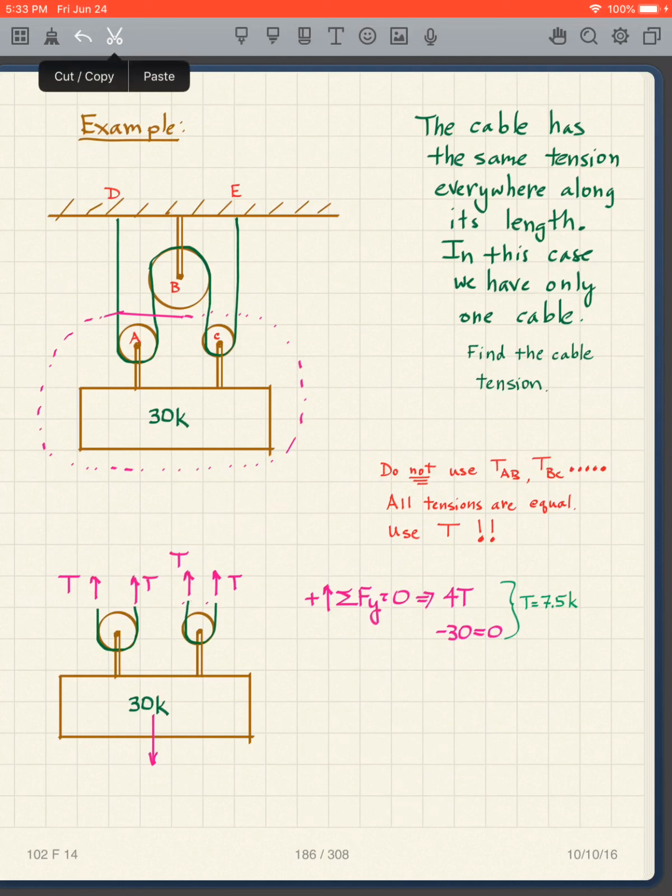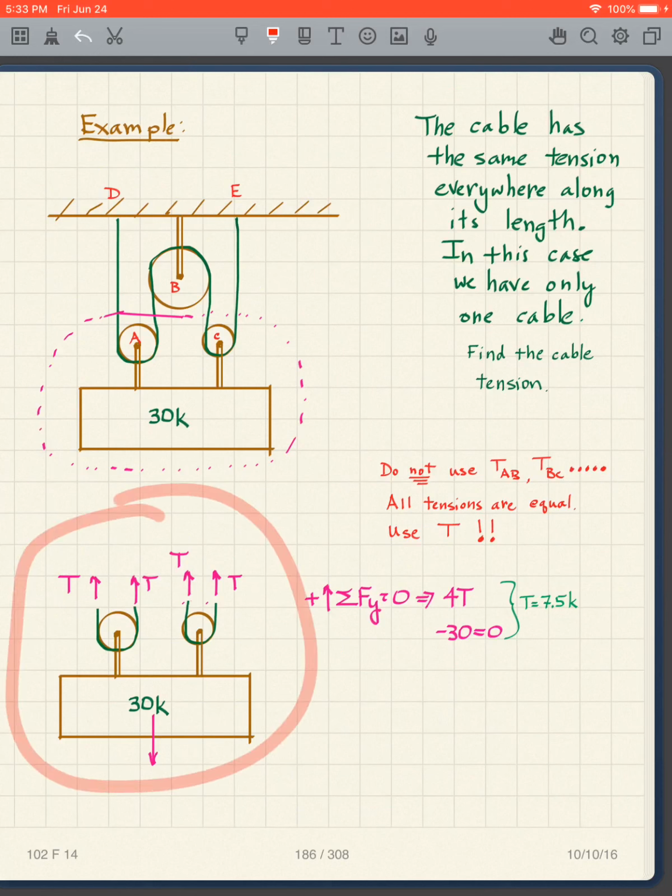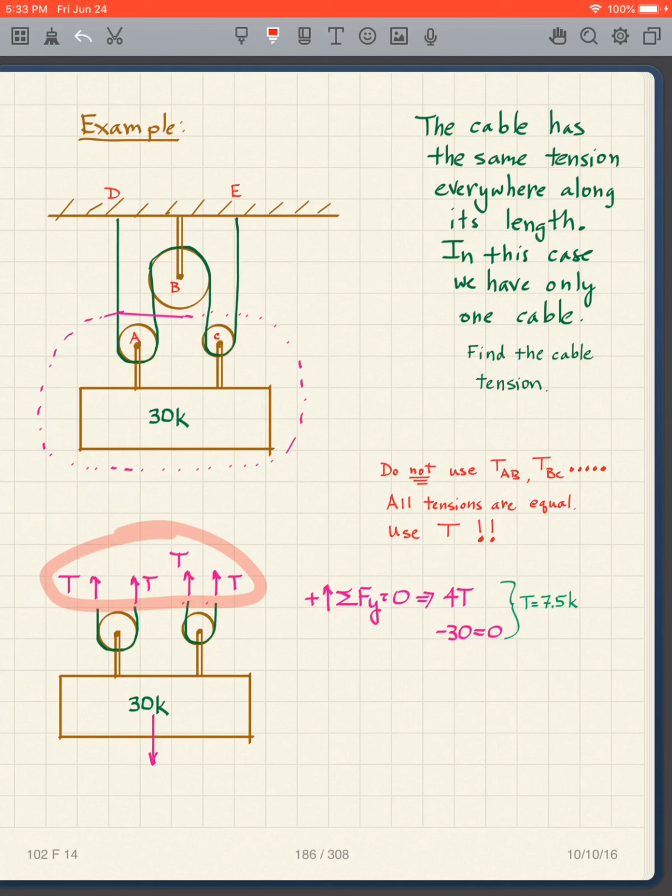So now I end up with this free body diagram. I have to put in the 30 kip load, so I put the 30 kips there, but these are all just T, so it ends up being quite simple. 1, 2, 3, 4 T's. So I get 4T going up, minus 30 going down. Very simple to solve for this. T is equal to 7.5 kips. So it's all about the free body diagram here that we're drawing.